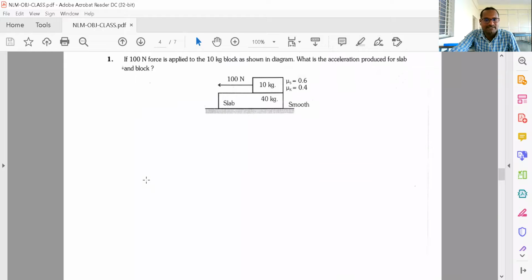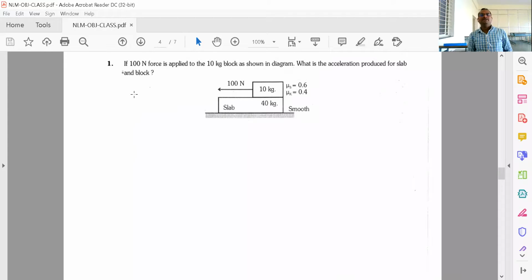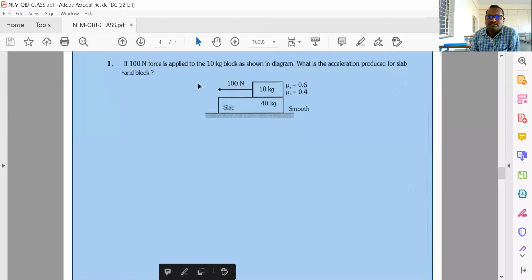Now, let us take a question. A 100 Newton force is applied to the 10 kg block as shown in the diagram. What is the acceleration produced for the slab and block? For this slab and block, how much acceleration will be produced? That we need to find.